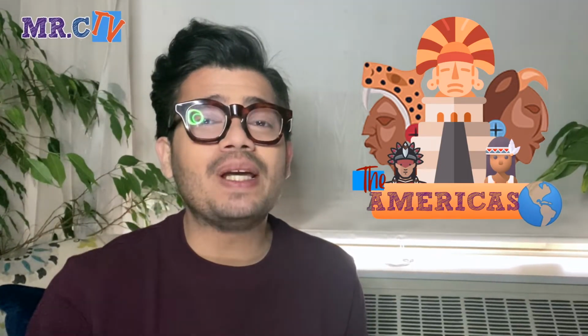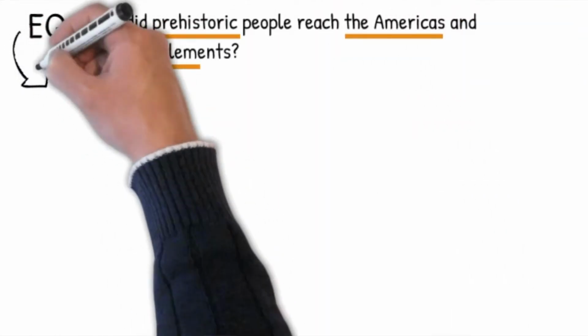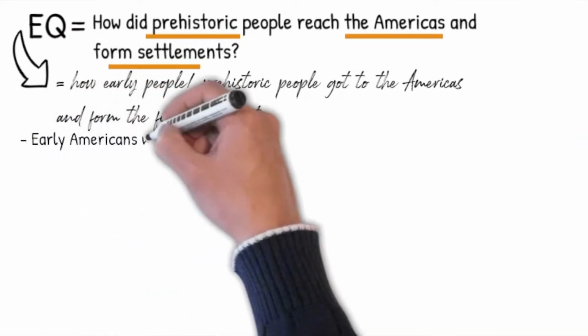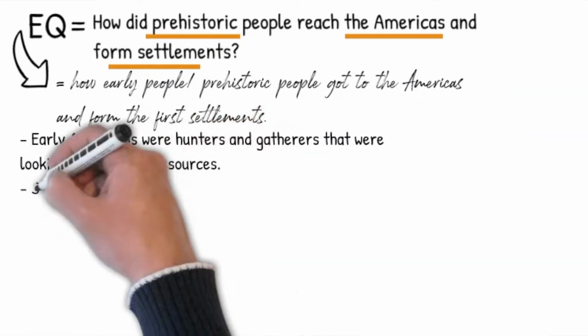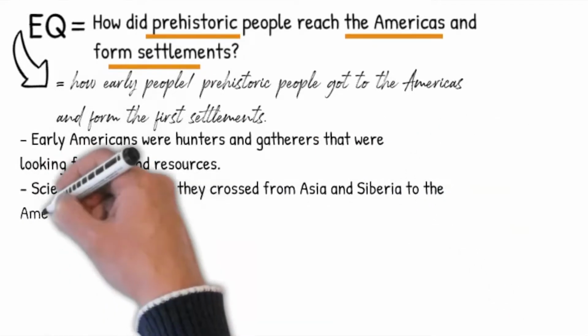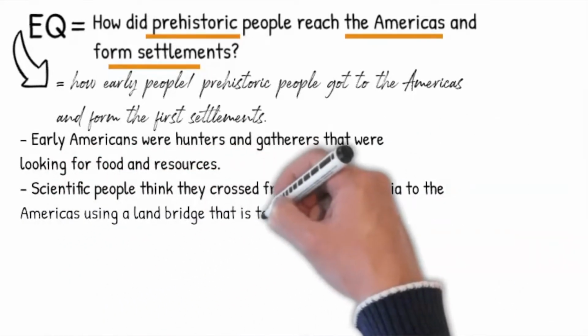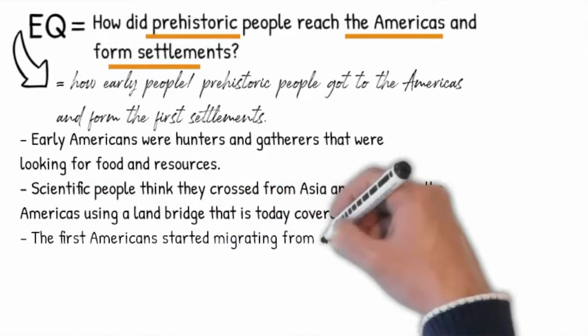Today, we will keep learning and researching about the Americas. Yesterday, we learned how the prehistoric or early people reached or migrated to the Americas and how they settled. And we said that early Americans were hunters and gatherers that were looking for food and resources. Archaeologists and other scientific people think that they crossed from Asia through Siberia to this side of the world using a land bridge that is today covered by seawater, but it was not during the Ice Age.